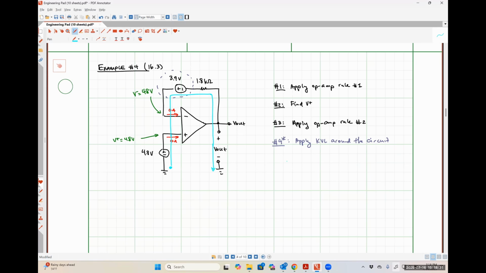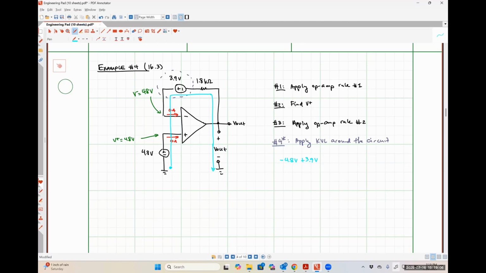So that would look like negative 4.8 volts. Then there's no voltage drop across my input terminals, according to op amp rule number 2. So now I would see the positive polarity terminal of my 3.9 volt source. So now things are getting a little interesting. What should the voltage drop across my 1.8 kilo ohm resistor be? 3.9 minus V out.